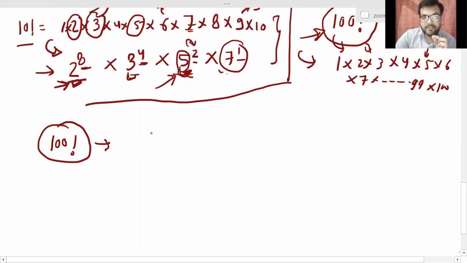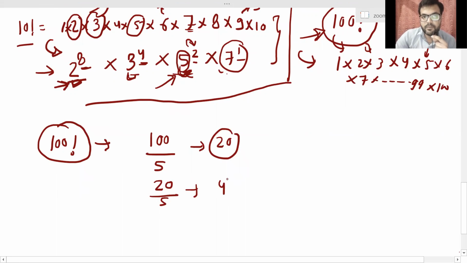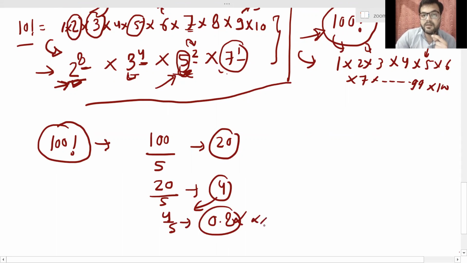And the rule for 5 is just write down the number which is there in the factorial and divide this number by 5. You will get 20 as a quotient. Now again divide this 20 by 5, you got 4. Now if you further divide this 4 by 5, you will get a decimal number which is 0.8, which is not acceptable. We will stop dividing now.